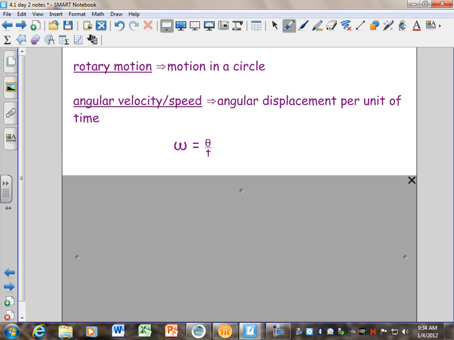Alright, so now that we know what arc length is, or maybe I've reminded you of arc length, we can talk about how fast something that's circular is moving, and what's the velocity of something that's moving, given a specific radius and angle and all this stuff. So, some words here for you. Rotary motion is just motion in a circle. Angular velocity or angular speed, what's the difference between speed and velocity?